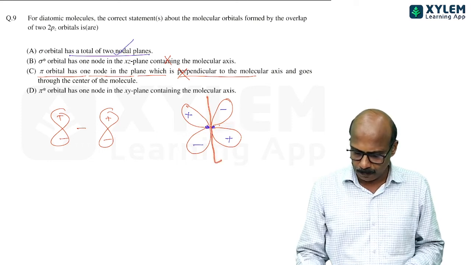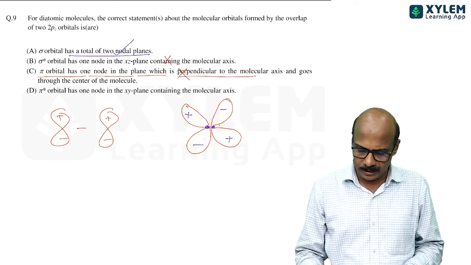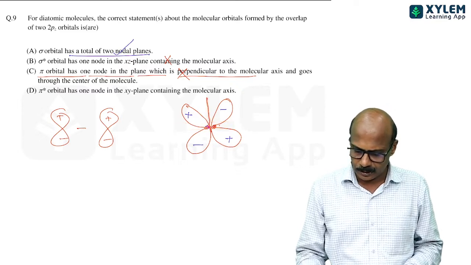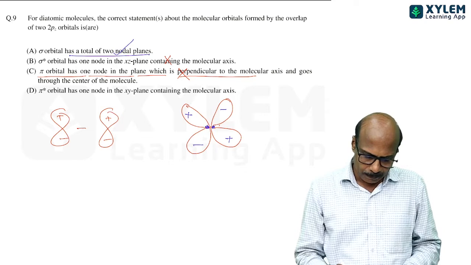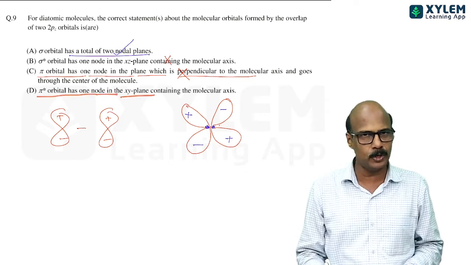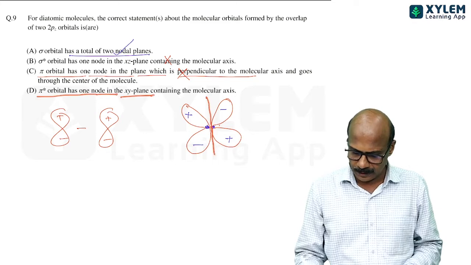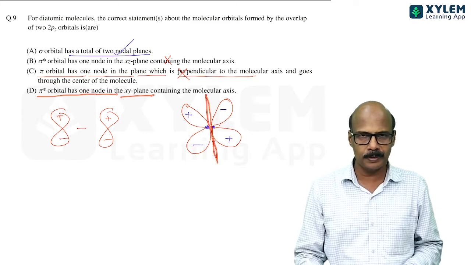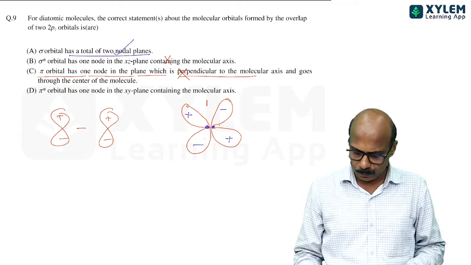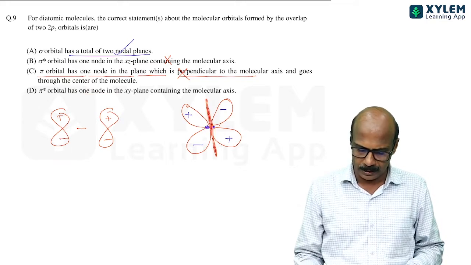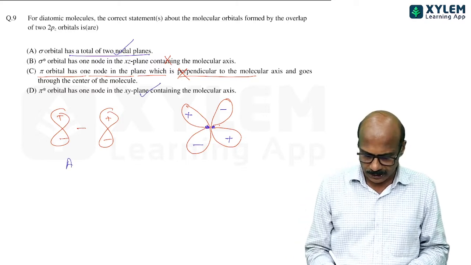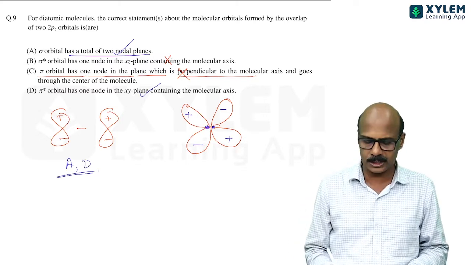There are two nodal planes here, one like this and the other like this. Between the nuclei there is one nodal plane. Pi star orbital has one node in the XY plane, no doubt. In the XY plane there is one node because you are taking pz atomic orbitals. So the XY plane is a nodal plane. That statement given is also correct. So here A and D are correct statements.